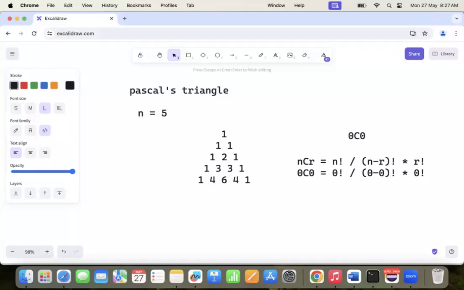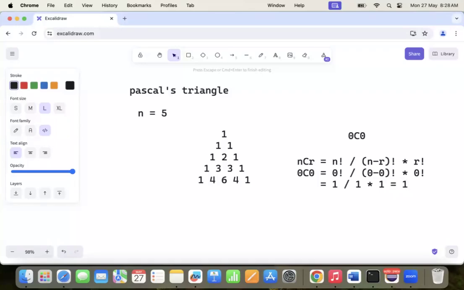Could you get this point? Am I clear, folks? Good. So 0 factorial means how much, guys? 1. 0 factorial is always 1. So 0 factorial is 1, divided by 0 minus 0, which means 0 factorial, 1, into 0 factorial, 1, which is equal to 1. Am I clear with this?